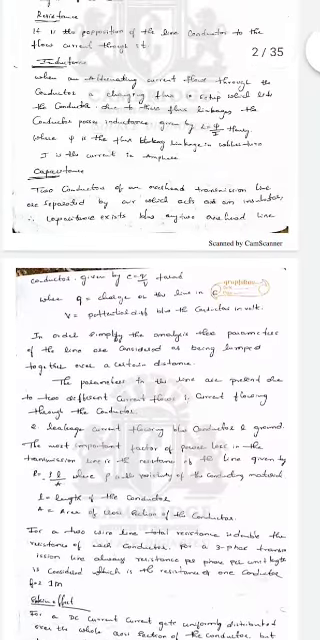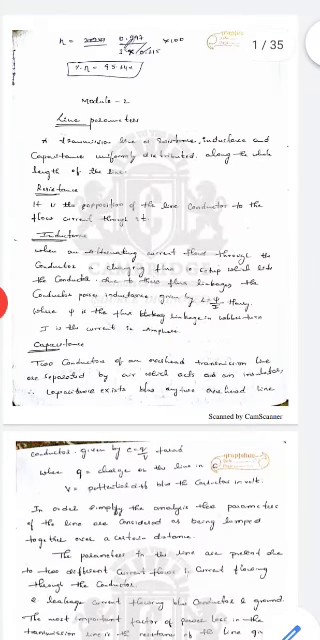So these are all about the very basic things. What we have discussed till now is only about the transmission line parameters and their importance in the transmission line.